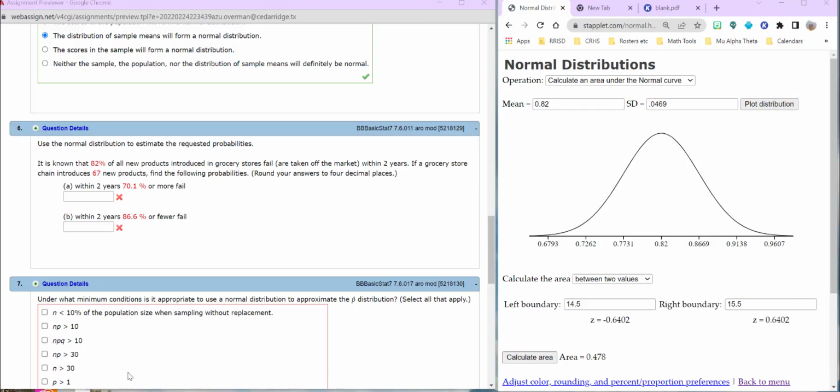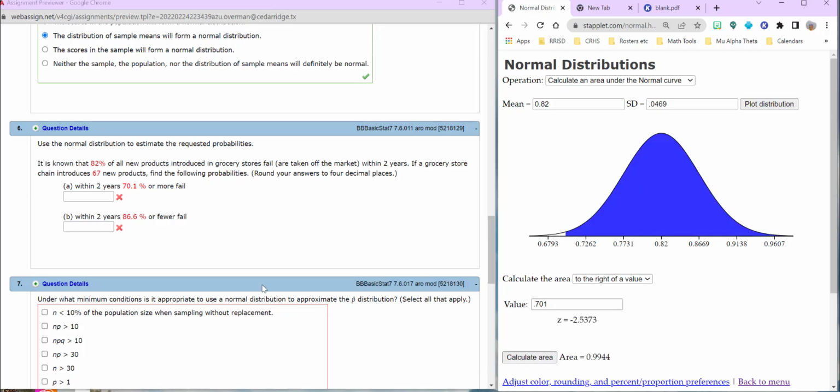So there's my distribution. So within 2 years, 70% or more fail. So I'm going to take to the right of, and I'll say 0.701. Calculate the area. And I get 0.9944. Gosh, I hope that's kind of high. Actually it should be okay. Pretend I can type in the right numbers.